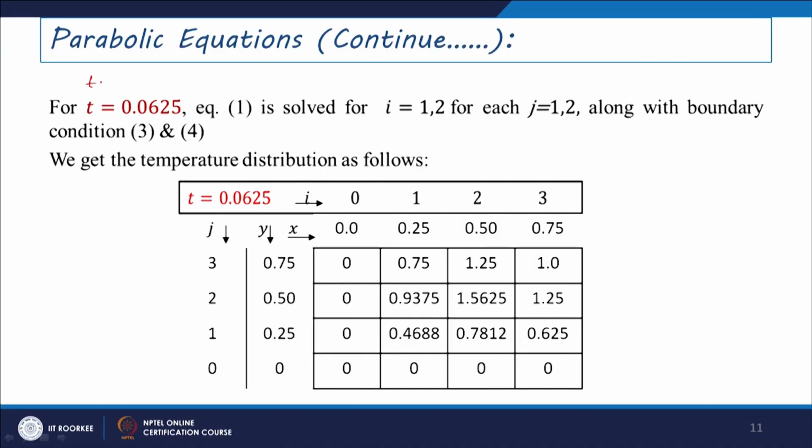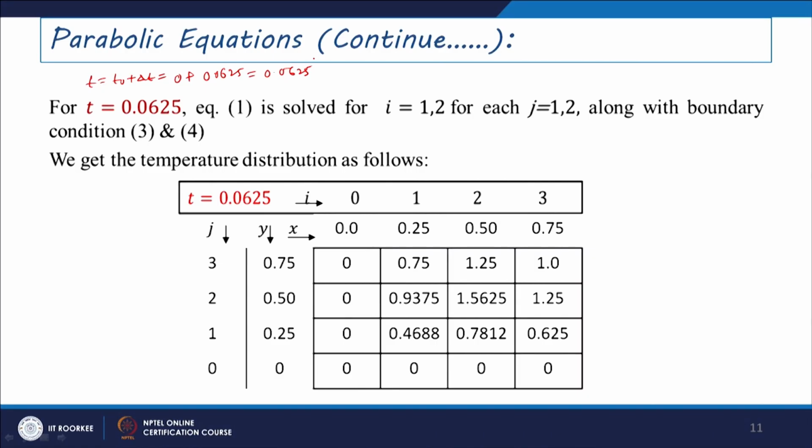For the first increment, t can be written as t0 plus del t, that is nothing but 0 plus 0.0625, so it is written as 0.0625 here. If we consider i equals 1 to 2, for each j equals 1 to 2, along with the boundary conditions, we can write the values of temperature at different node points. Here j varies as 0, 0.25, 0.5, 0.75, and i can be written as 0, 1, 2, 3.